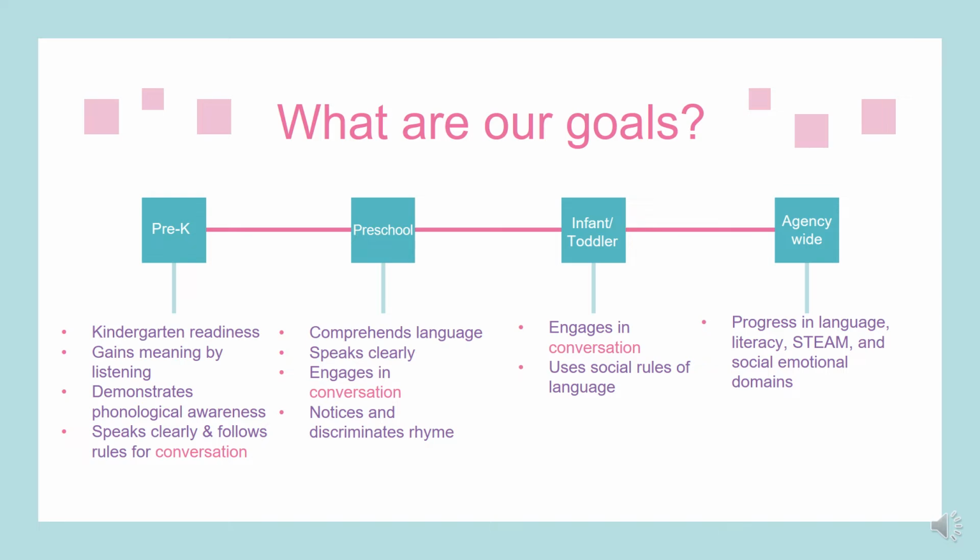And then agency wide, we would like to see progress in language literacy, STEAM, and social emotional domains. So that's pretty much all of our domains. There's no specific number goal, there's no specific percentage there, but what we want to see is that the children who are coming into our program and spending a year with us are growing and learning throughout, and they're growing and learning in multiple different ways across many different domains.